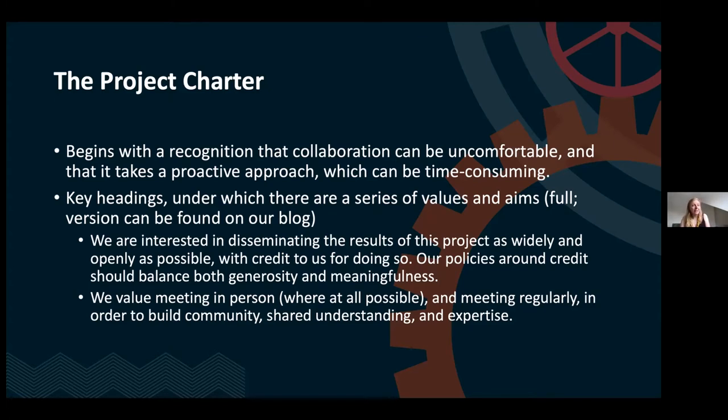The second value, as you can see, is one of the ones we needed to update with regard to the pandemic, that we value meeting in person where possible and meeting regularly in order to build community, shared understanding and expertise. Although we obviously want to change this now, I think that value is really important in putting us in a great place for the move to working remotely, because we had built up a really lovely community amongst the PDRAs especially, and there was so much goodwill fostered in that period that it really kind of fed us through that transition period. So I think that was actually a really important value for us.